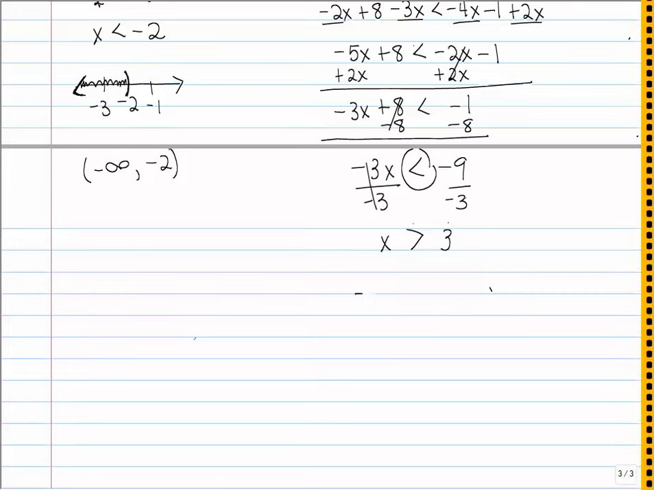Okay, so now we'll graph that. So I know I need 3 on my number line. I need a couple more numbers. Okay, greater than 3 would be to the right. And since it doesn't have the equal to, I'm going to use a parentheses there. So you put a parentheses and you shade to the right.